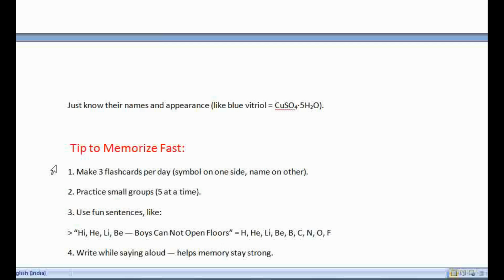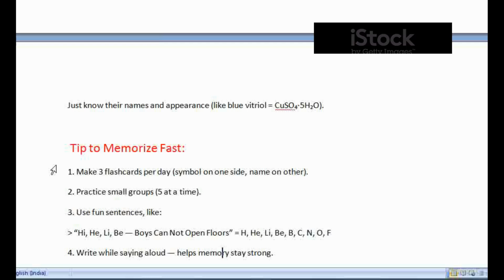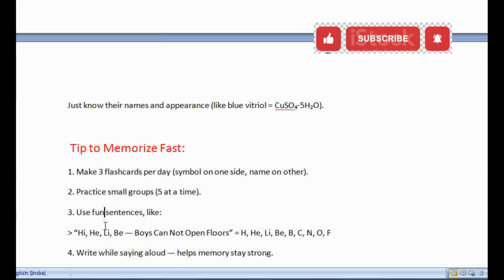And the final 4th tip for you is write while saying aloud. It helps memory stay strong. When you're writing, say loudly the names, like O oxygen, O oxygen, O oxygen, like that. So that helps your memory stay strong.